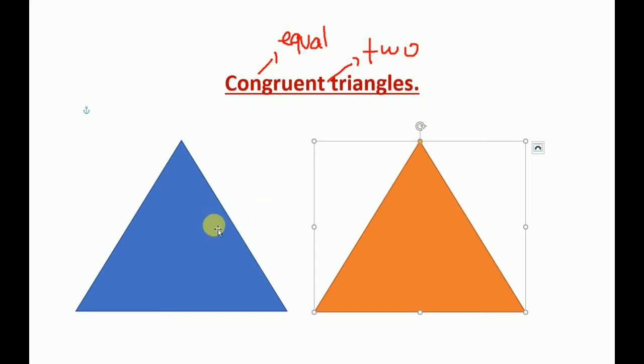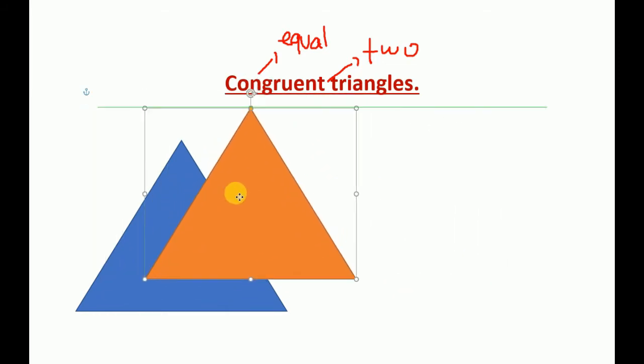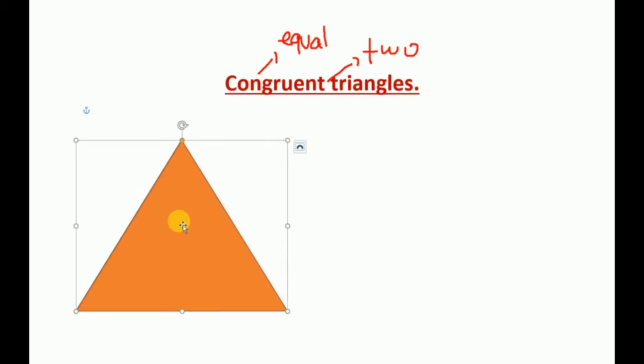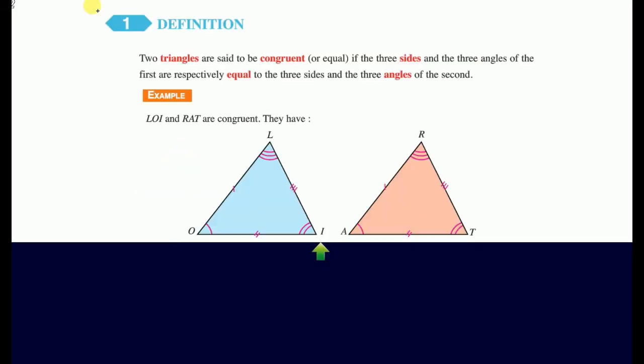And I notice here that these two triangles have exactly the same shape. And visually I can see that all the sides are respectively equal, and the angles are respectively equal. But now our introduction is visual here. We knew visually what we mean by the word congruent and when two triangles are congruent or equal. Now let's start with part 1, definition.